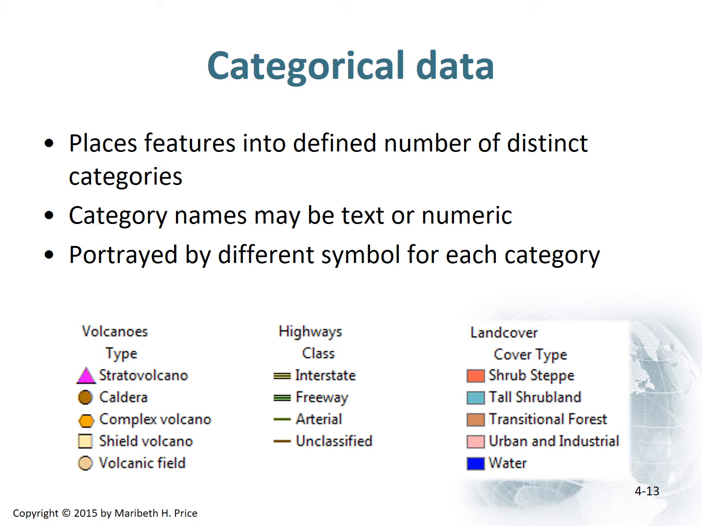Same way with highways. A lot of times we're just going to portray these features as lines, but is it an unclassified line, an arterial, a freeway, an interstate? We can change the width or the thickness, the color, or the type of line, and from that we can infer additional information about the category of highway or the class.